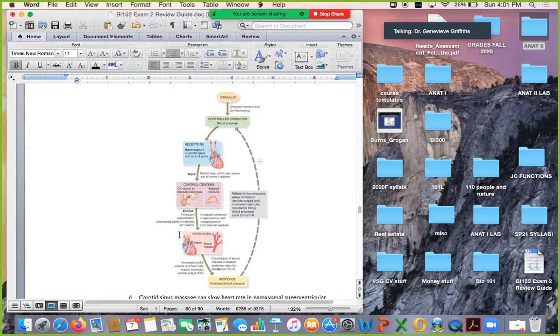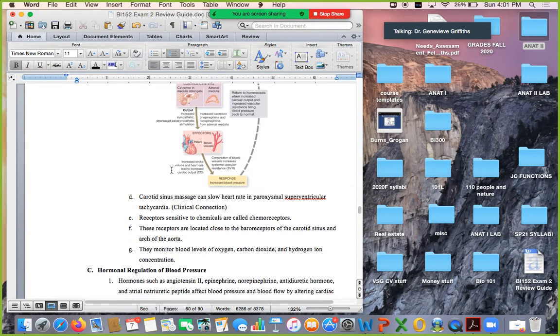The effects of those are going to be on the heart and the blood vessels, where we're going to increase stroke volume, heart rate, and cardiac output. We're also able to increase our cardiac contractility. And here we're going to be able to also constrict our blood vessels, which is going to increase our vascular resistance. All of that's going to increase our blood pressure. Hopefully that'll return to normal, where we're no longer going to need to have this pathway occurring.